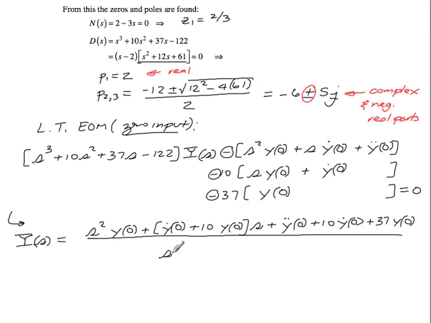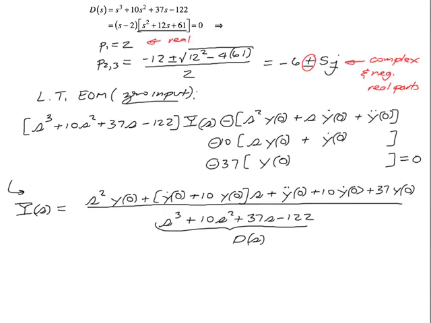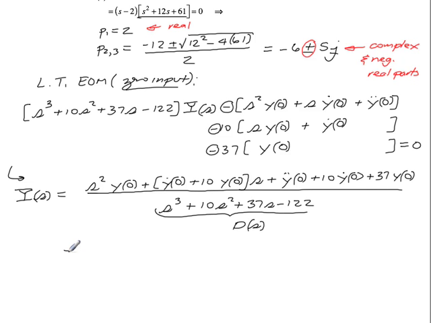And d, again, just to repeat that, is s cubed plus 10s squared plus 37s minus 122. And we already know a lot about d because we know its three roots, it's the three poles of the problem. To put it in the notation of class, I'll just call the top part f, and then the factored form of d is (s minus p1)(s minus p2)(s minus p3).